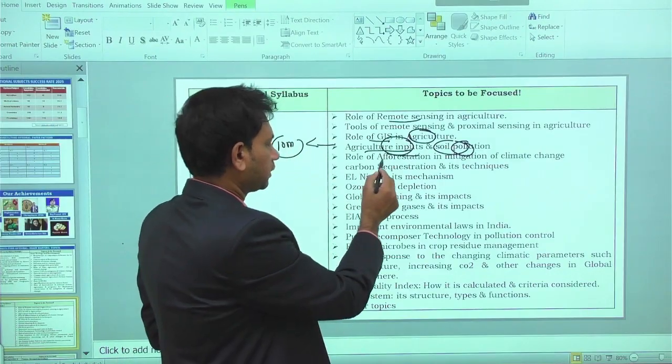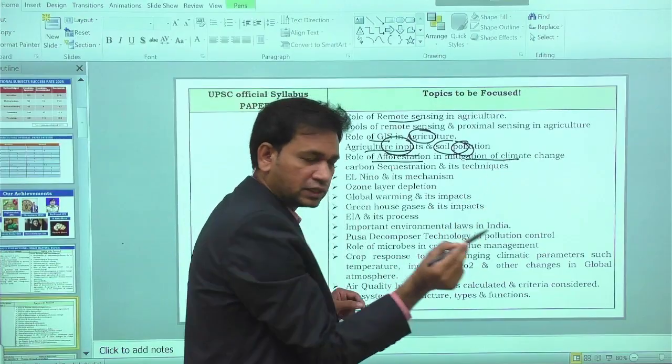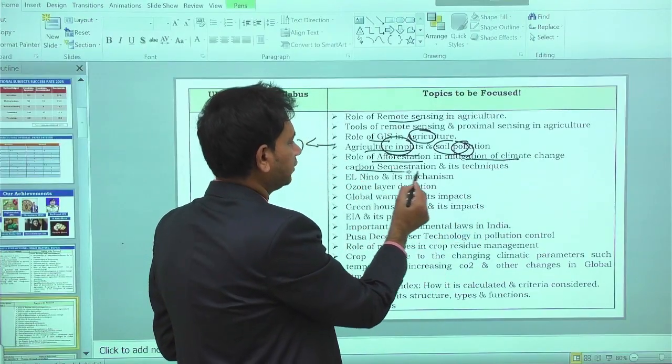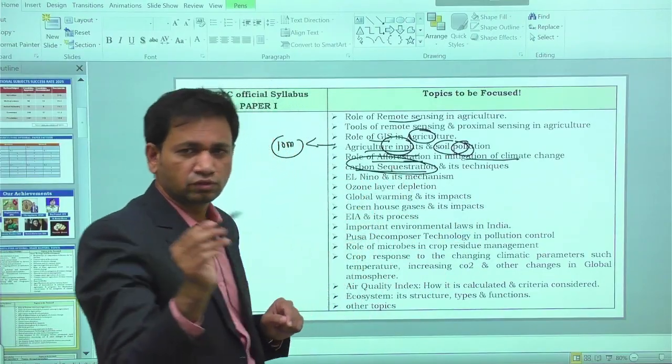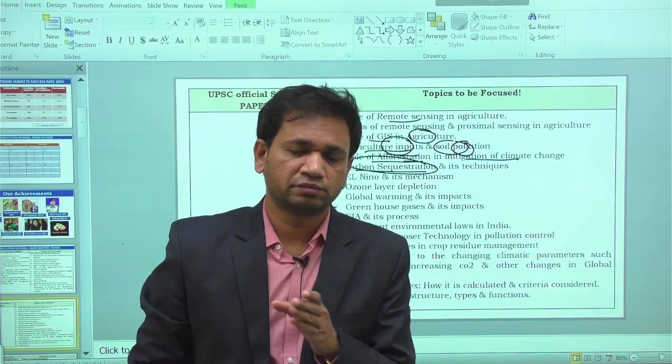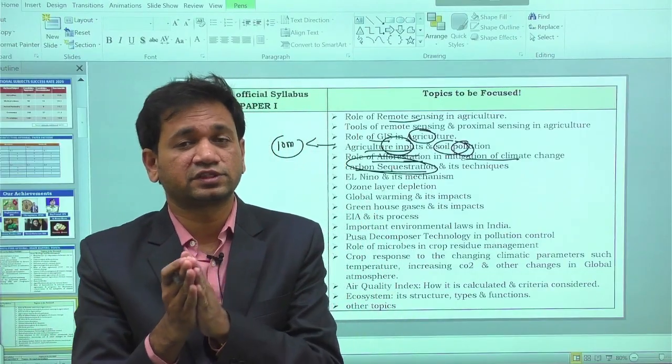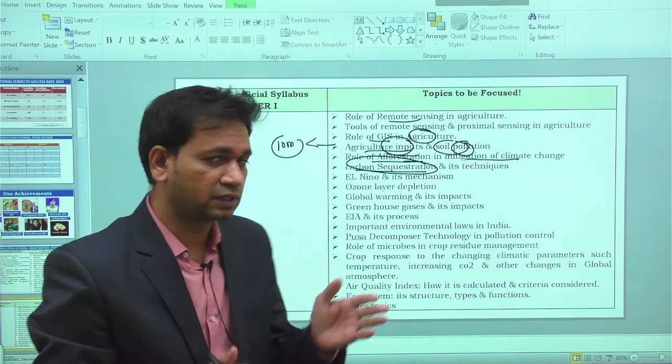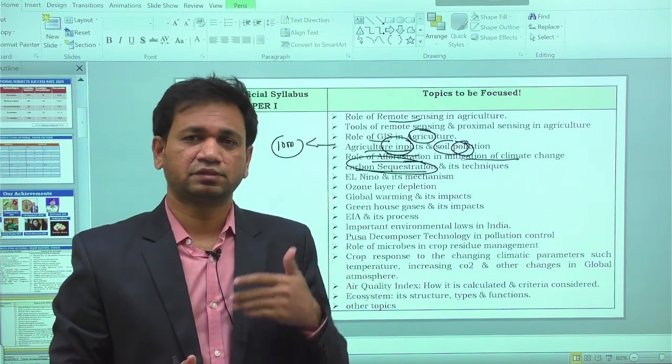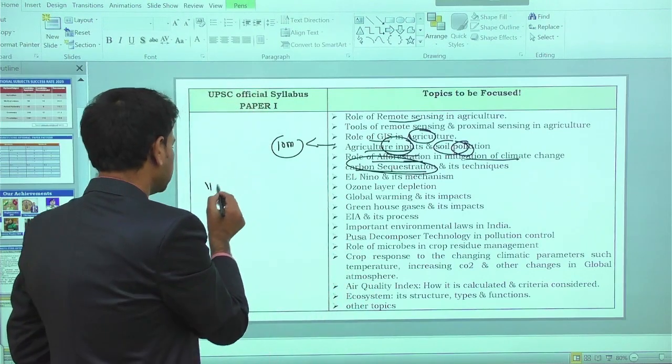Then we have the role of afforestation in the mitigation of climate change, in the sense of what we call carbon sequestration, right? So hope you remember this one. Within carbon sequestration, there are different types of sequestration methods possible. Some are terrestrial sequestration, some are oceanic. That means there are 3 methods here.